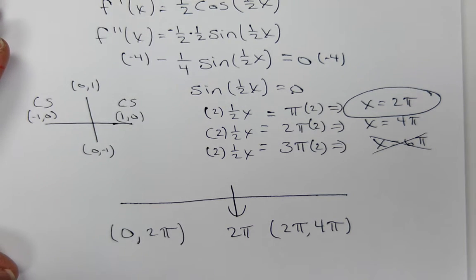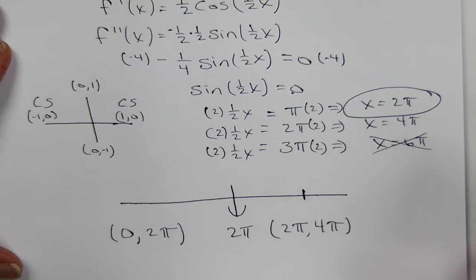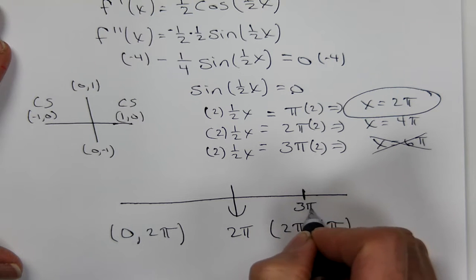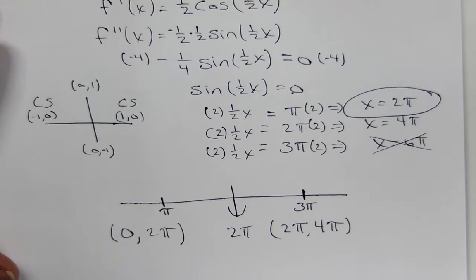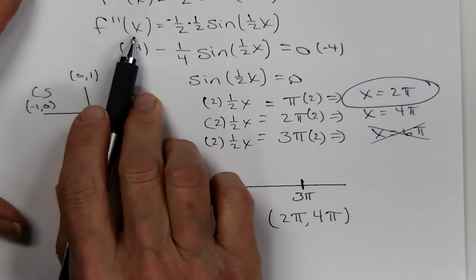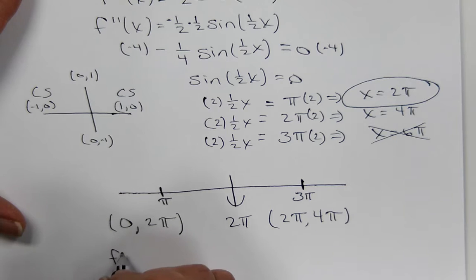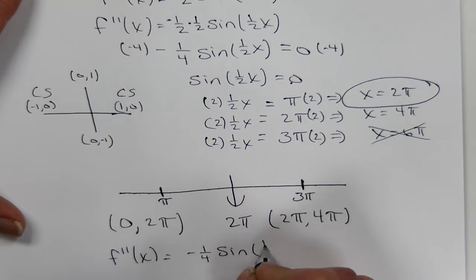And we need test points and test them in the second derivative. So I like to choose values that are on the axes because they're easiest to work with. So I'll use 3 pi on the right interval, and I'll use pi in the left interval. And when I'm saying use them, I mean put them into the second derivative and see what you get. So I'm putting them in right here. I have f double prime of x is equal to -1/4 sine of 1/2 x.